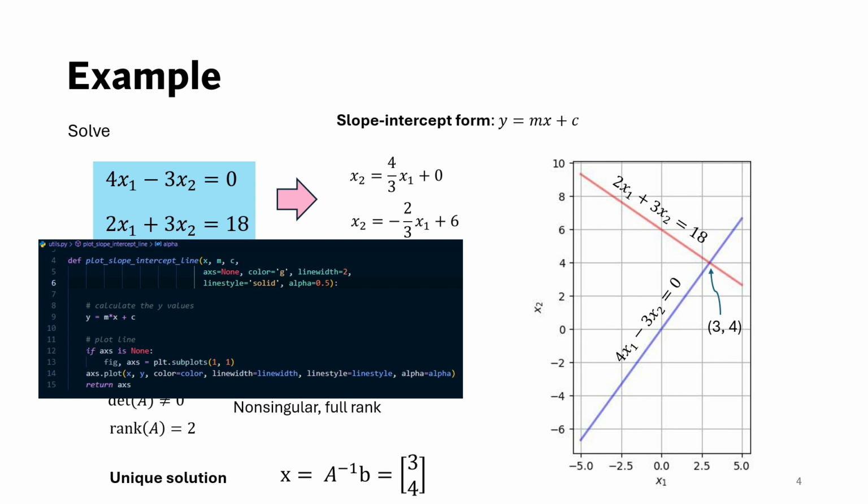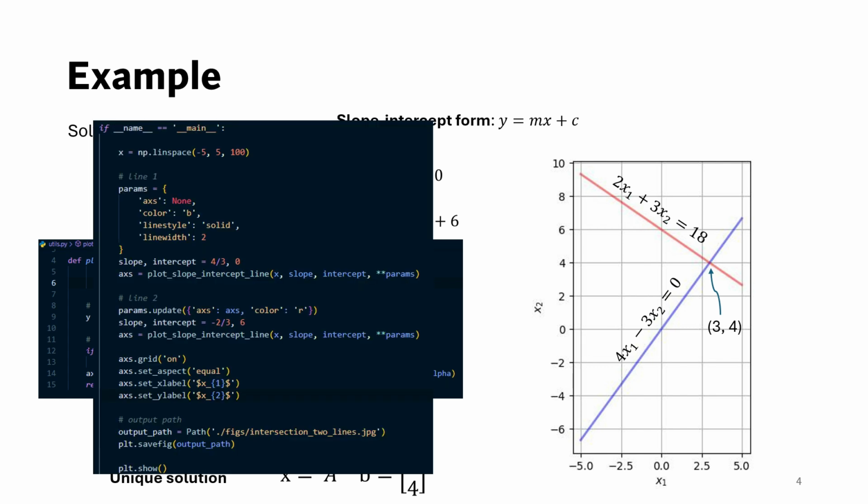This is the function we use to plot a line. It takes x, m, and c as arguments. We then calculate y values using the slope-intercept formula and then plot x and y values as a line. And this is the code which we use to plot both lines in the same figure.